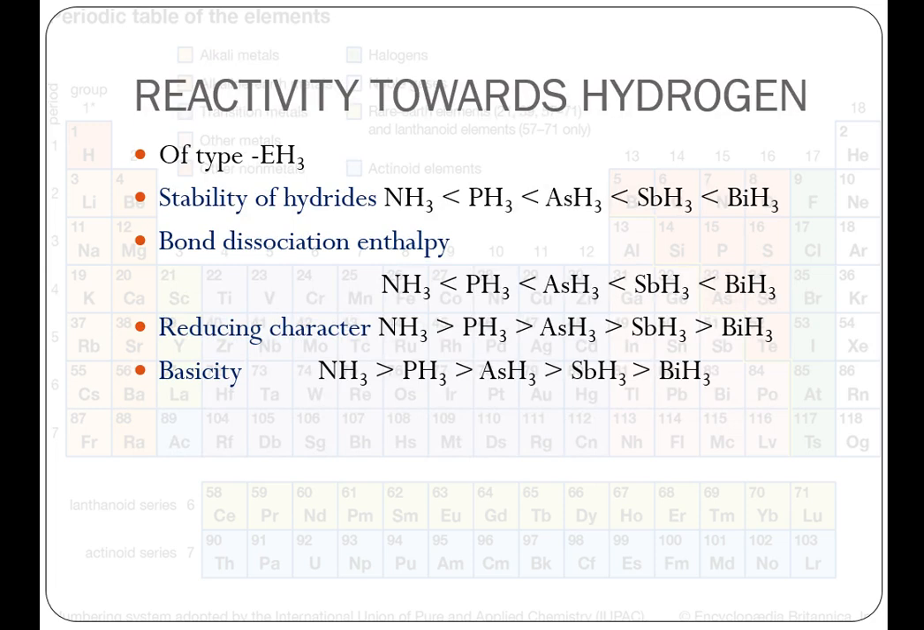Reactivity of these elements towards hydrogen. All elements of this group form hydrides of the type EH3. Stability of these hydrides decreases down the group. Their bond dissociation enthalpy also decreases down the group. Reducing character, however, increases down the group and their basic character decreases down the group.